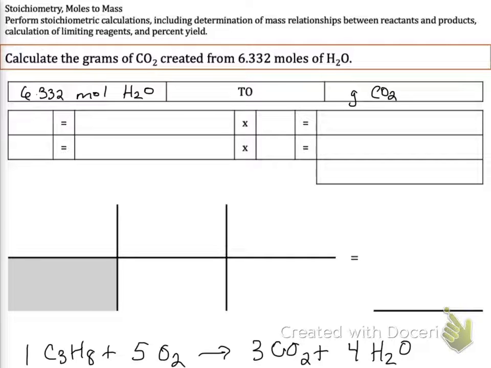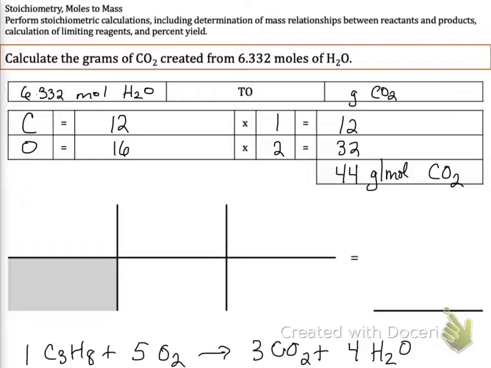We know that we're going to have to find the molar mass of CO2 because that has the word grams attached to it. So carbon has a mass of 12. There's 1 of them. Oxygen has a mass of 16. There are 2 of them. 12 plus 32. I get a molar mass of 44 grams per mole of CO2.